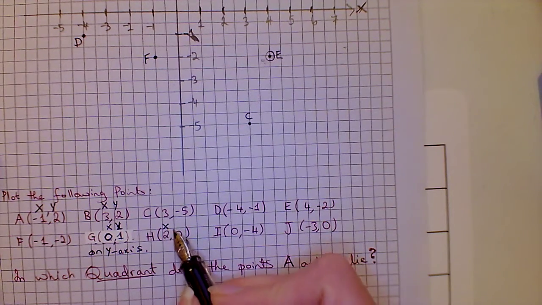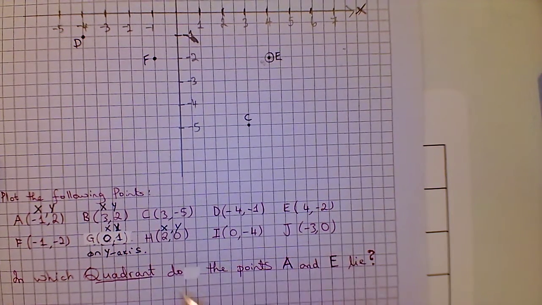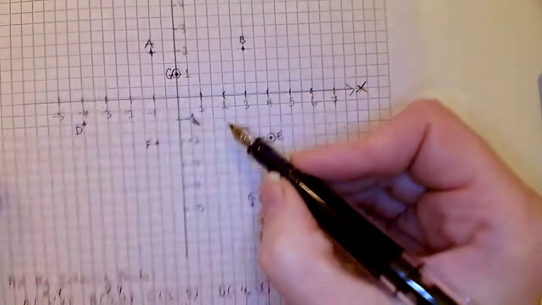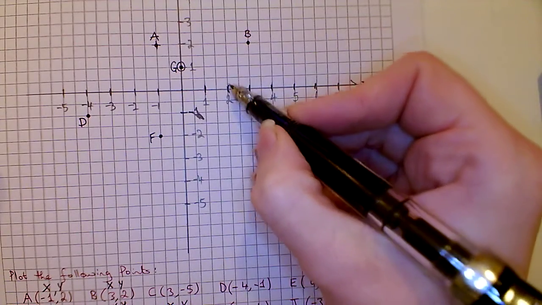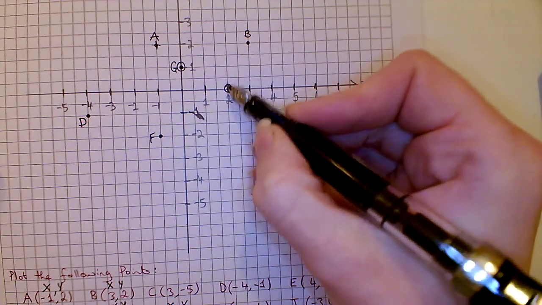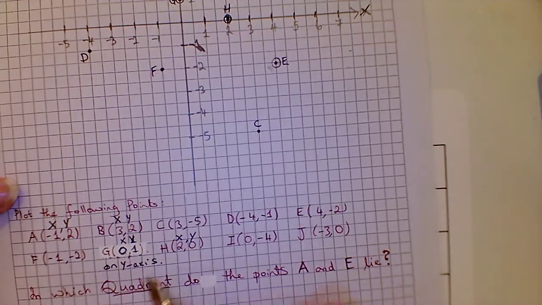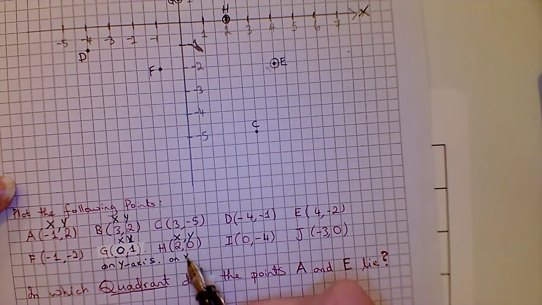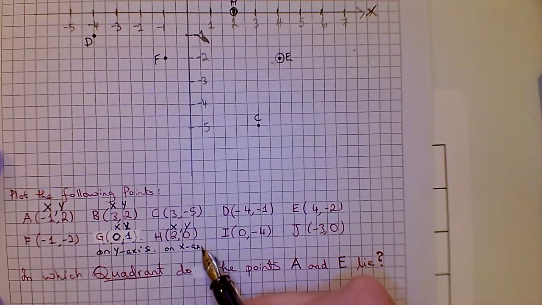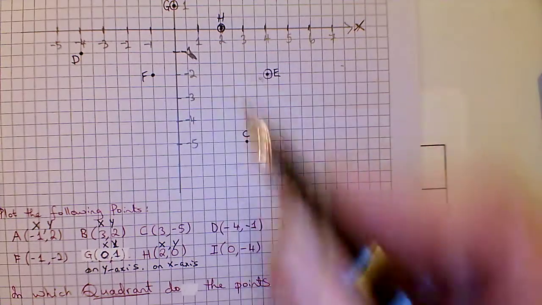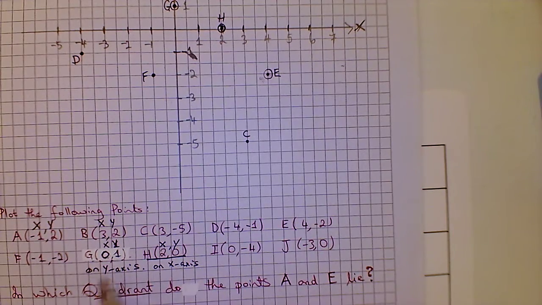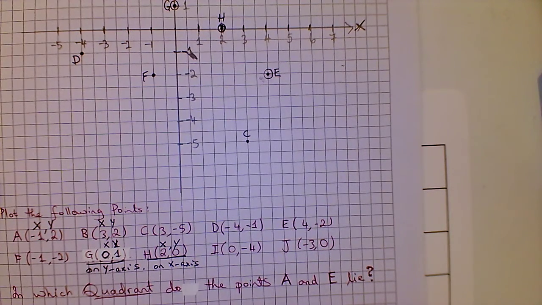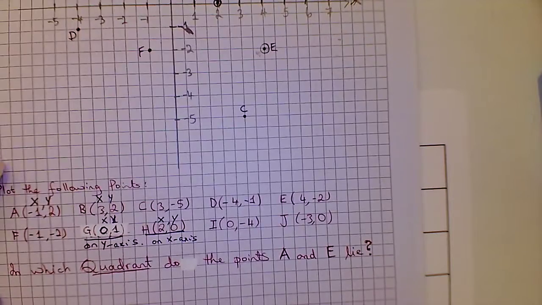H then is 2, 0. So now X is 2, but Y is 0. So I do go over 2 spaces, but I don't go up or down. There's H. So for H, it's on the X-axis. I didn't go up or down in my Y direction.